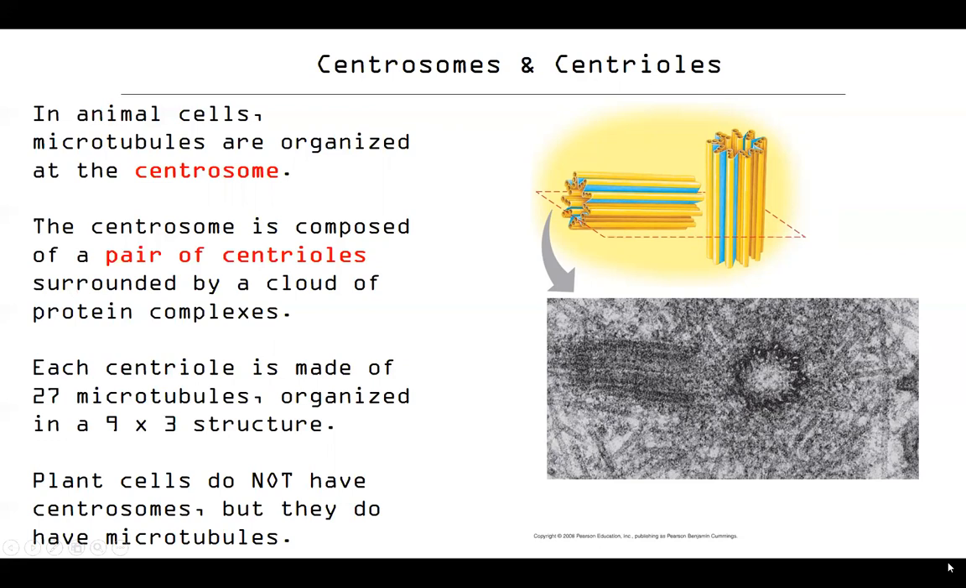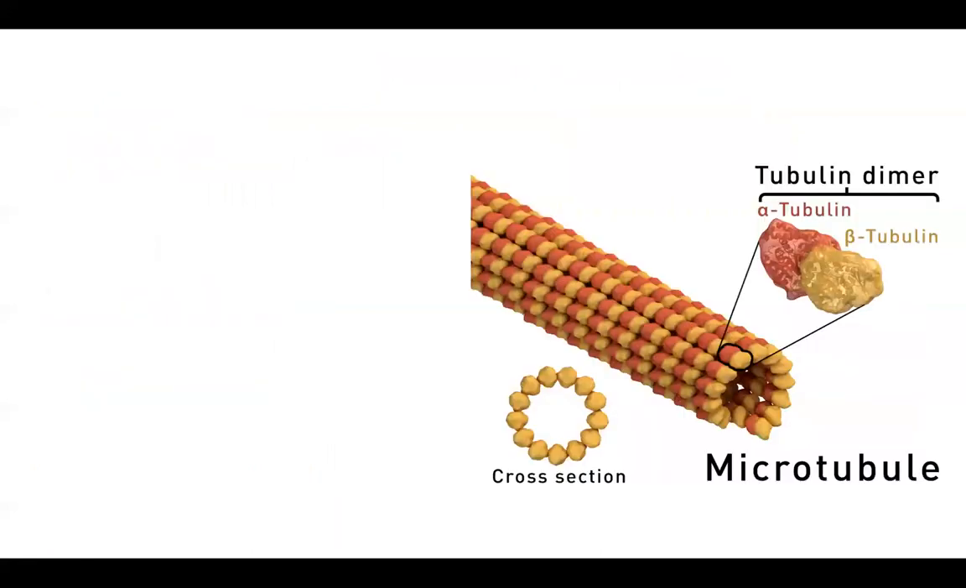Plant cells do not have centrosomes, but they definitely do have microtubules. They just organize them a little bit differently. So let's go ahead and look at the structure in depth of a microtubule. So here's a microtubule. We're really close up.